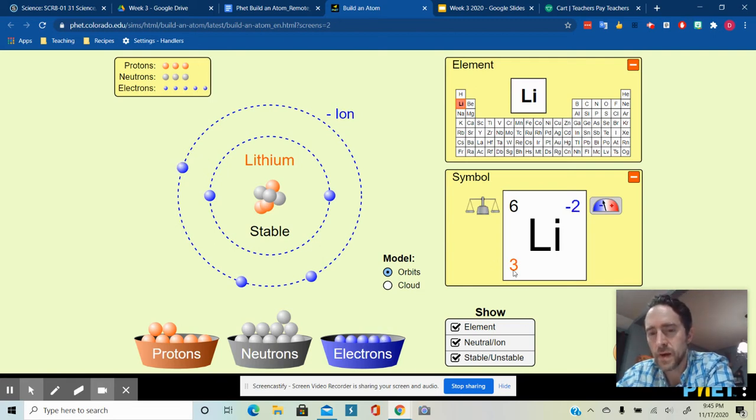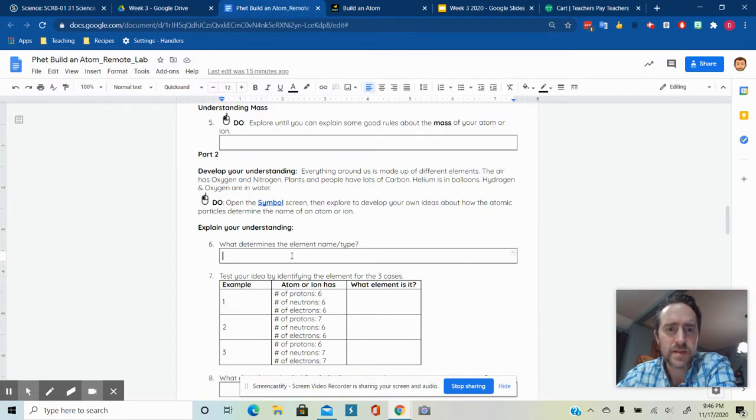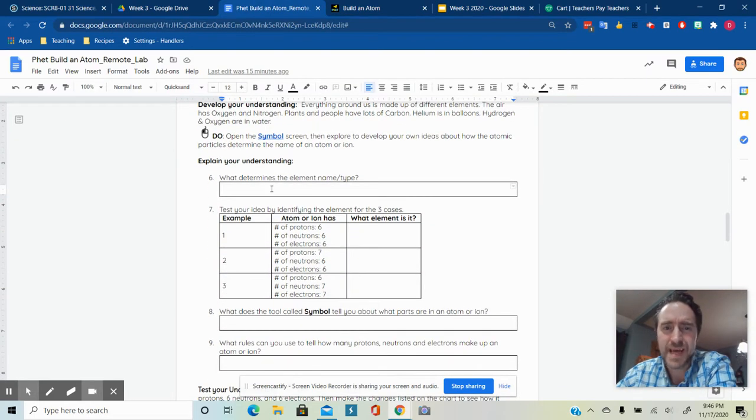Also notice that this is upside down from what we're used to. Usually we have the atomic number on top and the atomic mass on the bottom. This is flip-flopped. So we have the atomic number right here, which is the number of protons, and the atomic mass here, which is the number of protons plus neutrons. Over on this side, we have the charge. That's a bonus thing that isn't usually on the periodic table. So play with that. What determines the element, type, or name?